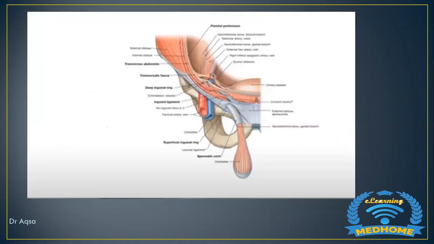Again, you can see here in this diagram that this is the deep inguinal ring. This is the inguinal ligament, which is the blue color. And this is the superficial inguinal ring. So the space in between is known as the inguinal canal.